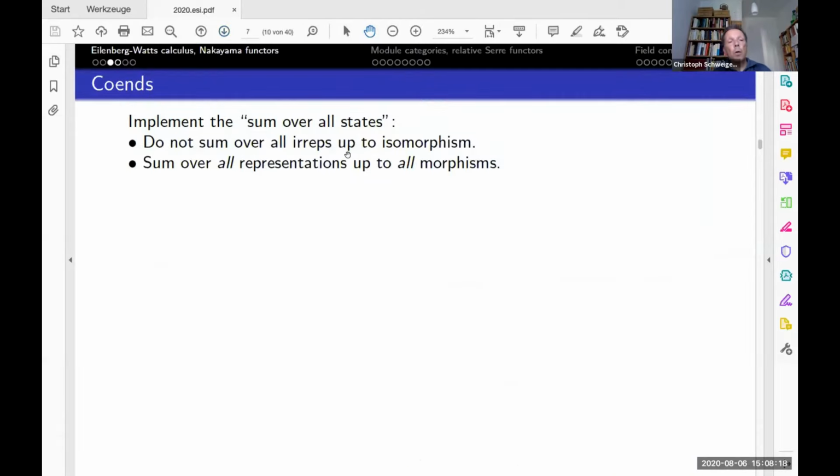So I need co-ends and their dual version, ends. For the physicist part of the audience, we are all used to something like a sum over states. And if you think about state sum models, as we have seen them in Jürgen's talk, in the semi-simple world, you would sum over all irreducible representations, well, all irreducible representations up to isomorphism. What is the co-end? Well, informally speaking, the co-end is a sum over all representations up to all morphisms. And this is a notion that makes a lot of sense even beyond finite semi-simplicity.